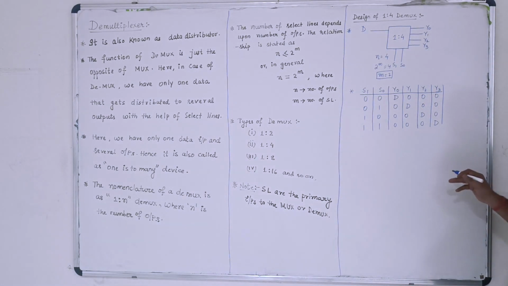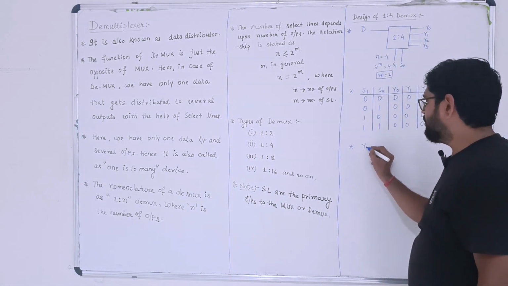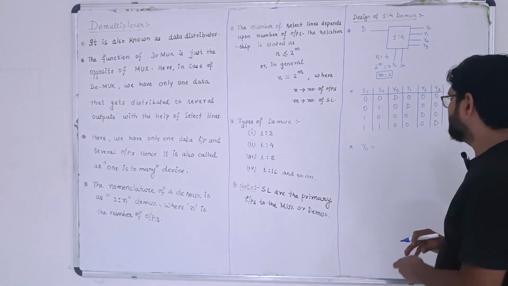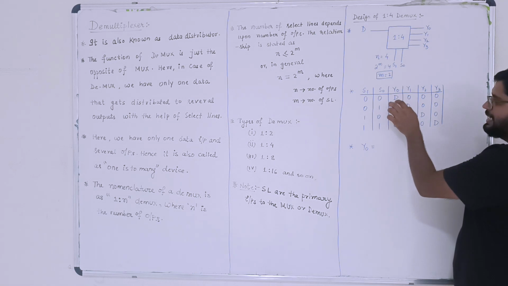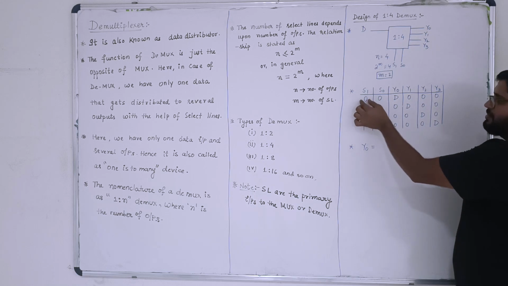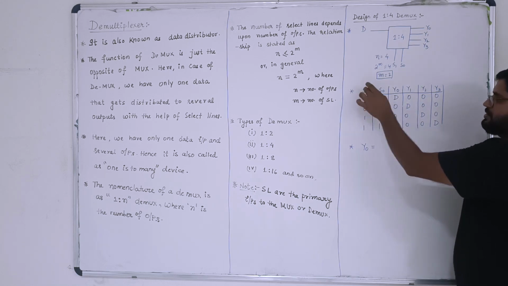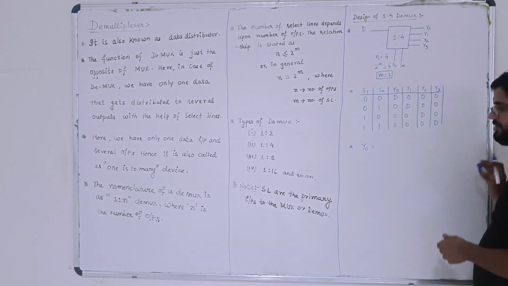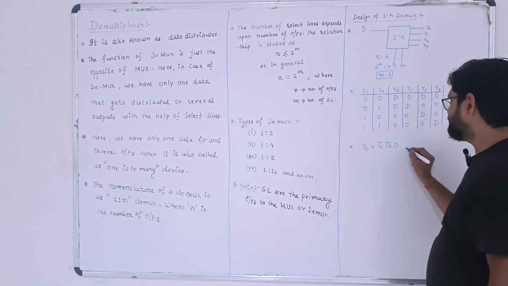Now once we are done with this, we'll go for writing the Boolean expression of all the outputs. First of all, we'll write the output of Y0. For the output of Y0, you can see that all the values are equal to 0, leaving the first one. For the first one, the output is D, so we'll write the Boolean expression for that one. Since S1 and S0 are both 0, we'll have a bar over S1 and S0. So we'll have S1 bar, S0 bar, D.